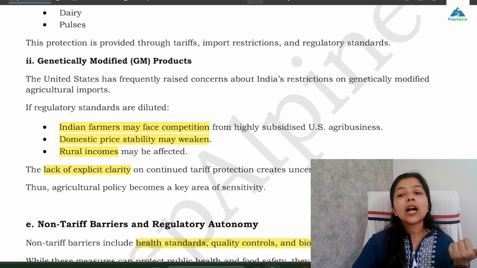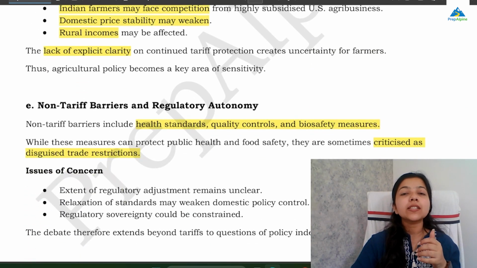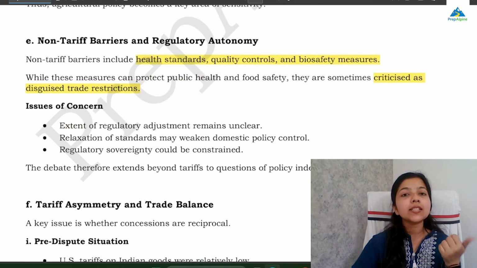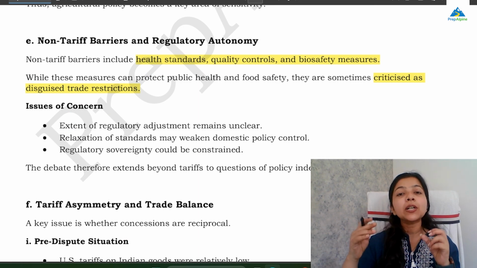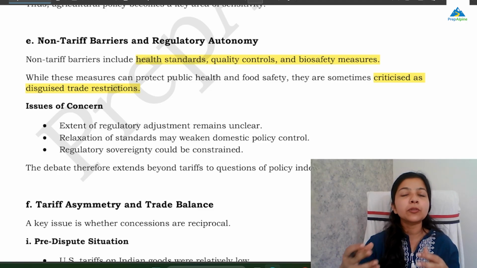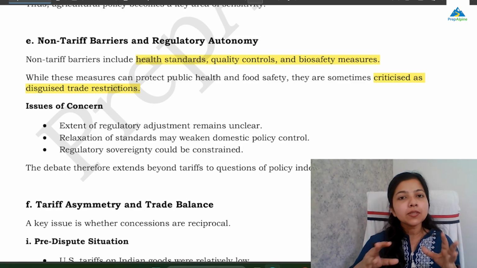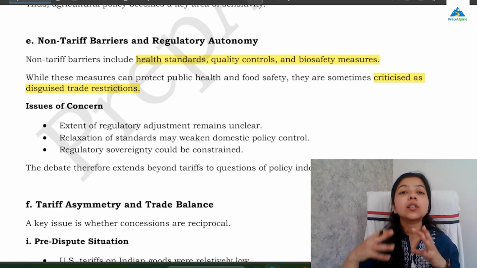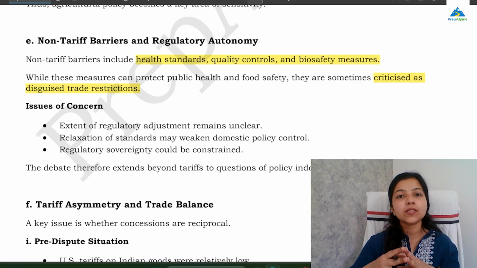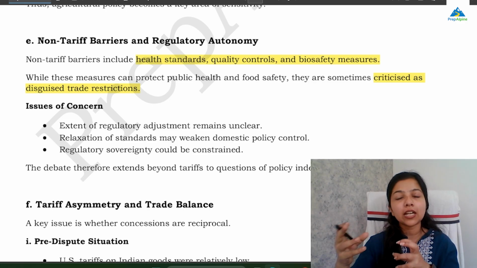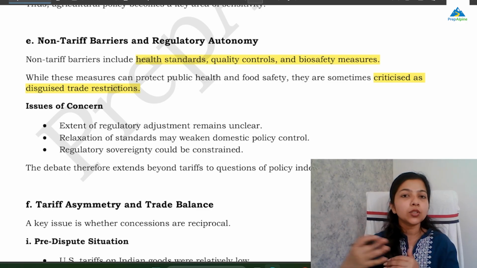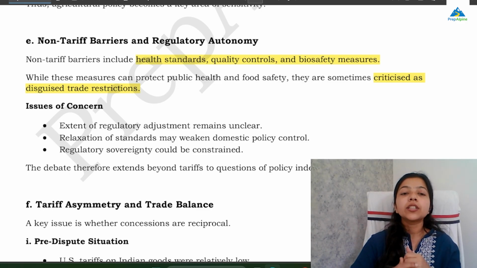Apart from this, we also have non-tariff barriers and regulatory autonomy. As I told you, the non-tariff barriers are health standards, quality controls, and biosafety measures. But these are for the good of the people, for public safety, food safety, and public health. But sometimes they are used as disguised trade restrictions. That is, you cannot impose tariffs, so you impose such stringent non-tariff barriers that the trade between the two countries is automatically reduced.